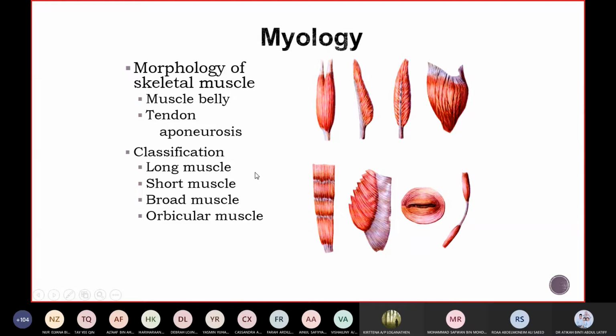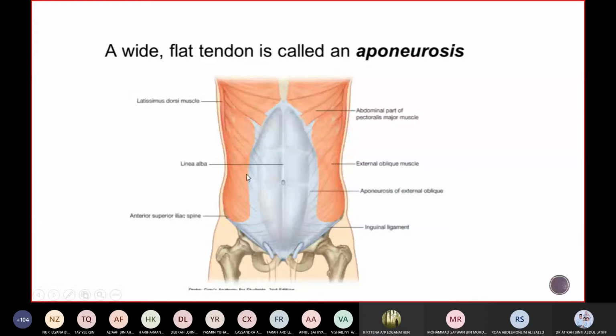Okay, classification. We have a lot of classifications, but for introduction, we have long muscles, short muscles, broad and orbicular muscles. Orbicular are like circular shapes. This is a flat tendon, a type of tendon called the aponeurosis. It's like a thin sheet. Here at your abdomen, for example, you have this aponeurosis. It is attached to the external oblique muscle of your abdomen.